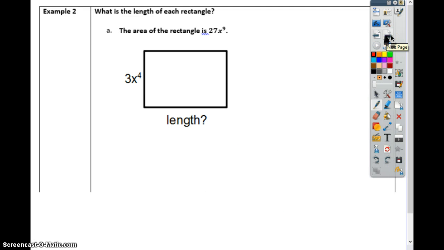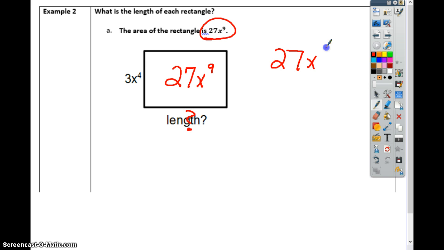All right, here we go. Last Friday, we multiplied the length times the width to get the area. Today they're telling us my area is 27x to the 9th power. So how do I find this missing side? I'm not going to multiply length times width. I'm going to take the area, 27x to the 9th, and do what? Divide it by, yeah, the side they give us, 3x to the 4th, and that'll tell me what my other side is here.